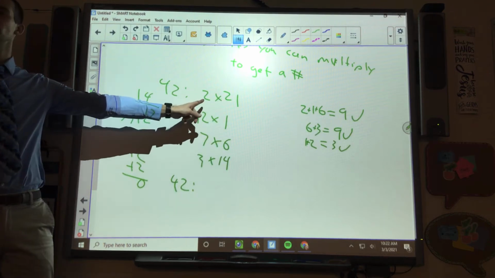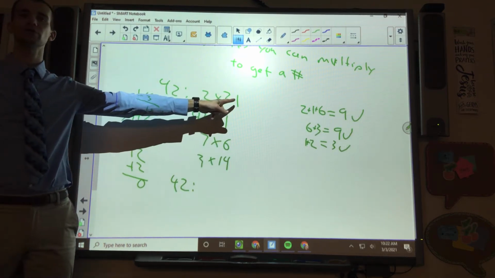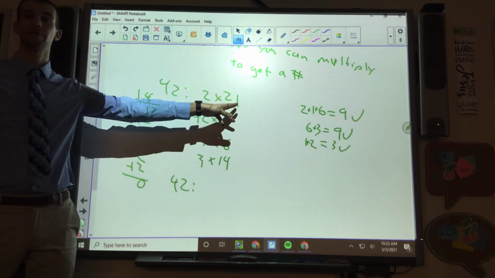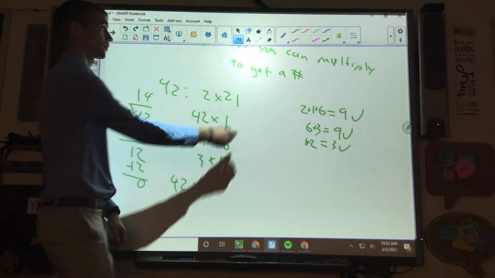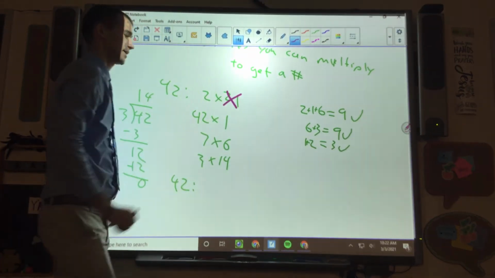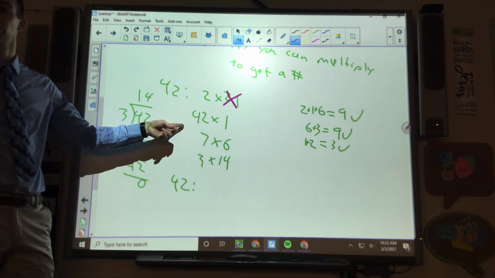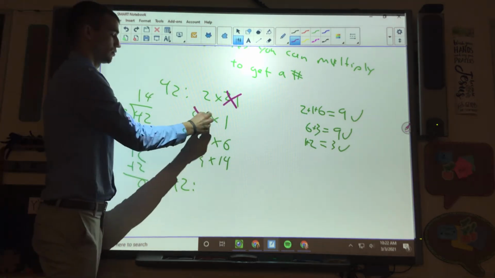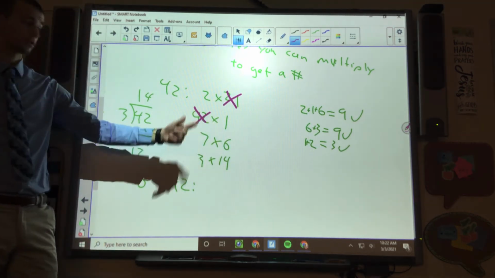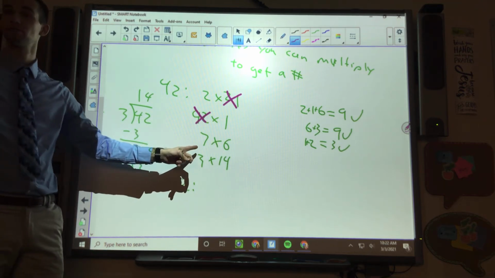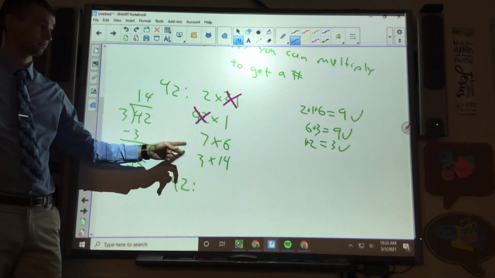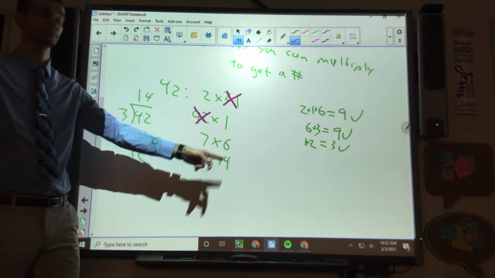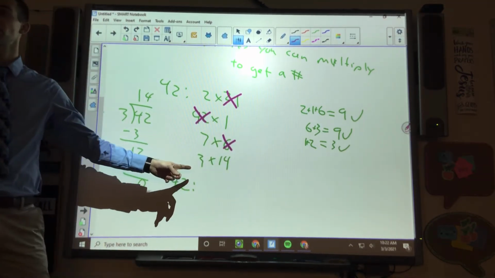So 2, the only way you can get 2 is 1 times 2. 21, is that a prime number? No, that's not a prime number. 42, only way you can get it is 1 and itself? Nope. 1, only way you can get it, 1 times 1? Yep. 7, only way you can get it, 1 times 7? Yes. 6, only way you can get it, 1 times 6? No, nope. 2 times 3. 3, only way you can get it, 1 times 3?